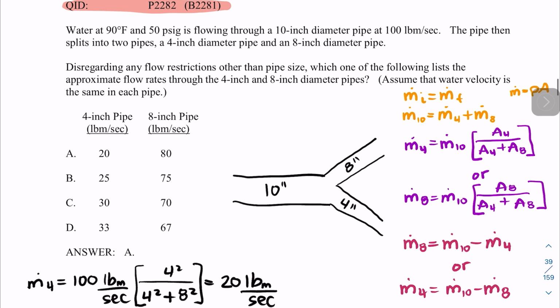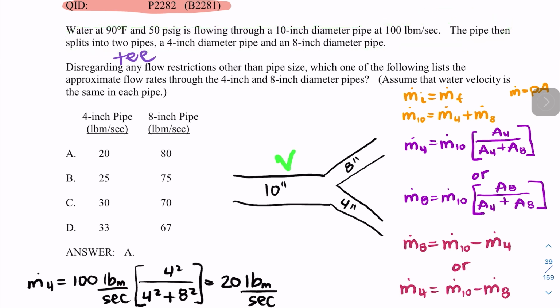This is the pipe T problem, which is question P 2282. We have water at 90 Fahrenheit and 50 psig flowing through a 10-inch diameter pipe at a certain velocity, right? The pipe then splits into two pipes, so that's the T. One is 4-inch and the other one is 8-inch. So we have this 10-inch pipe that is going to split into a T. One is going to be 4-inch, the other one is going to be 8-inch. So that's what it's basically saying.